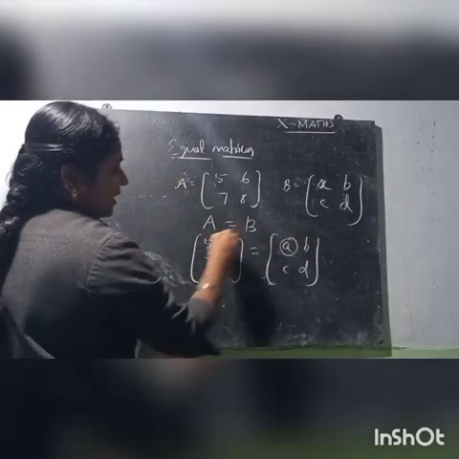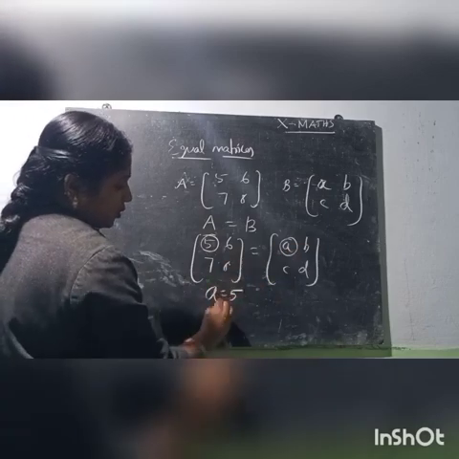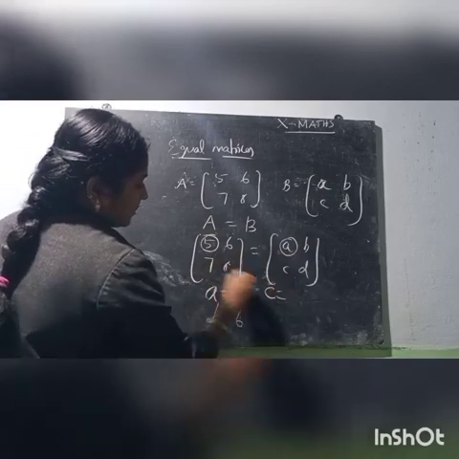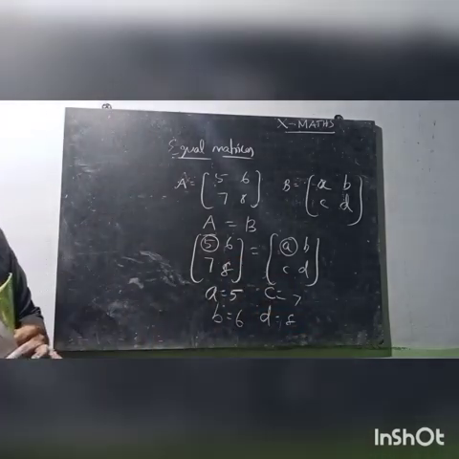So the first number is a and here the first number is 5, so a equal to 5. Then b equal to 6. Then c equal to 7. Then d equal to 8. Like this we can find out the answer.